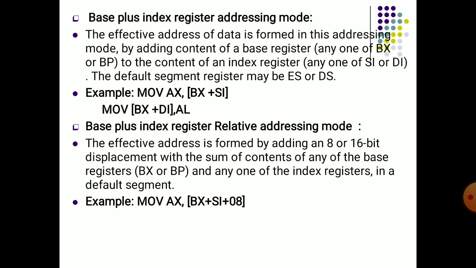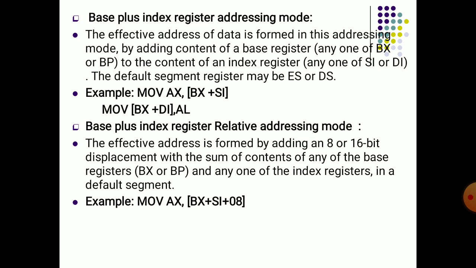Now see the second example: MOV [BX + DI], AL. The meaning of this instruction is that BX contains some address and DI contains some value, and they are added to form one final address. Whatever content is present in AL is stored into the specified address generated by BX plus DI. That is the base plus index register addressing mode.